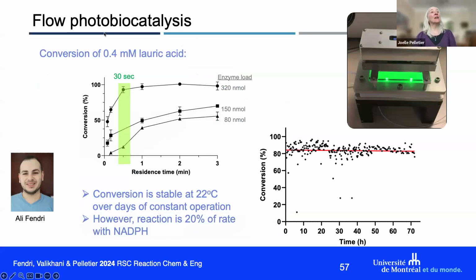And we looked at the conversion of lauric acid, which is a substitute for a native substrate of P450 BM3. And we see that with a residence time of 30 seconds, we can get essentially complete conversion. And this conversion is stable at room temperature over days. The one disadvantage, however, is that this reaction was only at 20% of the rate of using NADPH as an electron source. So the use of the light was not as effective. Nonetheless, we are able to get full conversion with a rapid residence time.